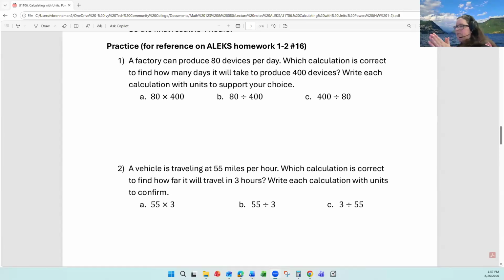We're looking at how units interact with calculations. So units basically, you always want to think of the unit as part of the number. And if you're going to add or subtract, the units have to match. If you're going to multiply or divide, if you divide matching units, the units cancel out. If you multiply matching units, those units get squared.